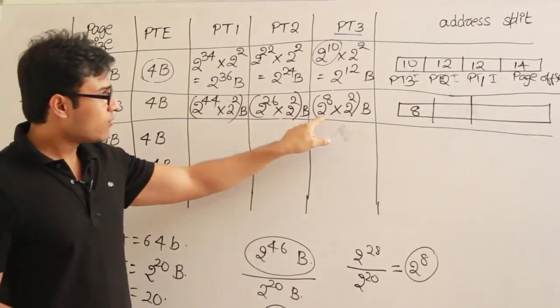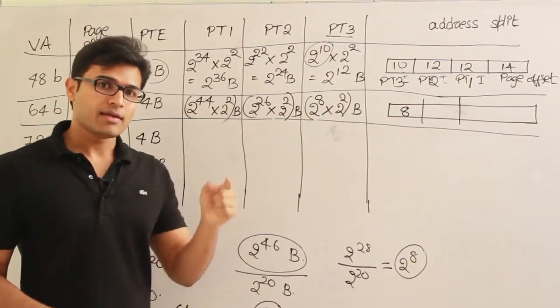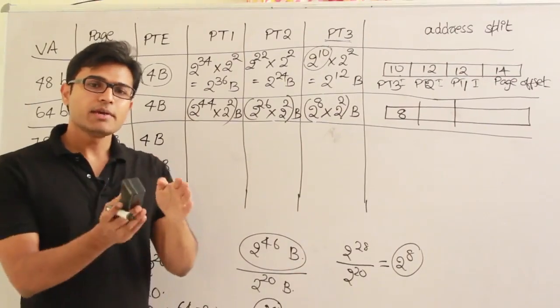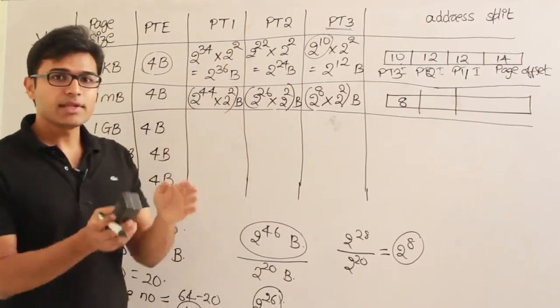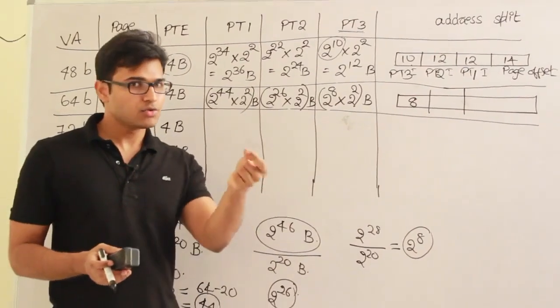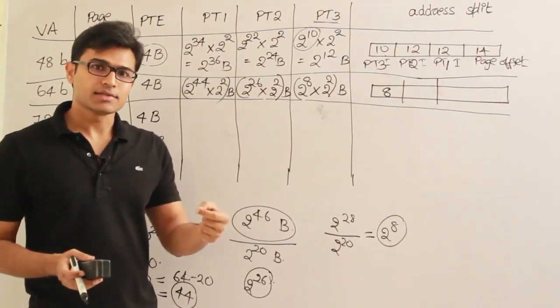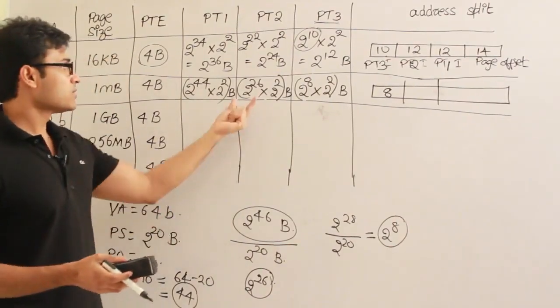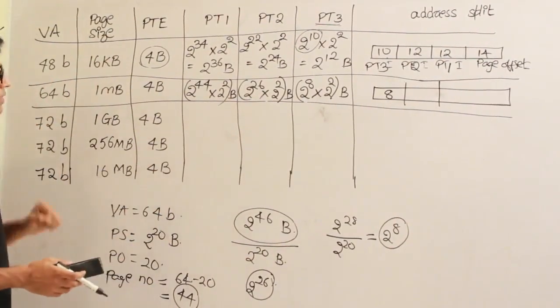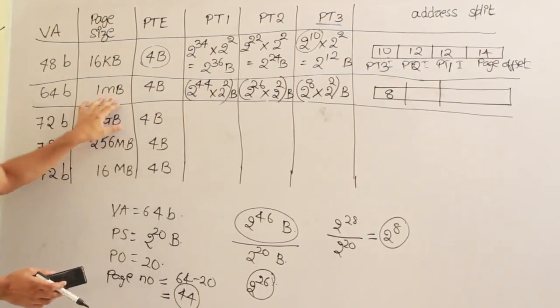Why? If I take one entry from here, this one entry will point me to one frame, and that one frame will contain only a part of this page table, and only that part of this page table will contain some page table entries, and I have to choose one of them. For that, I have to identify how many entries will be present in one page of this page table. Now watch this. The page table entry size is 4 KB and the page size is 1 MB.